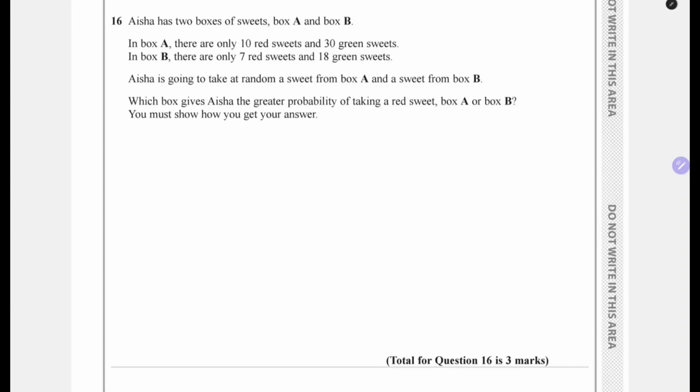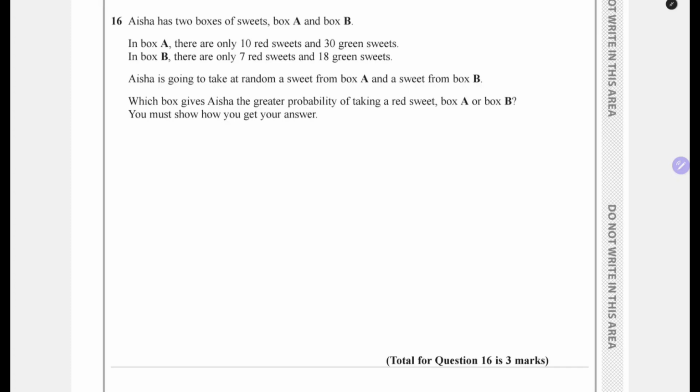Question 16 says, Aisha has 2 boxes of sweets, box A and box B. In box A, there are only 10 red sweets and 30 green sweets. In box B, there are only 7 red sweets and 18 green sweets. Aisha is going to take at random a sweet from box A and a sweet from box B. Which box gives Aisha the greater probability of taking a red sweet, box A or box B? You must show how you get your answer.